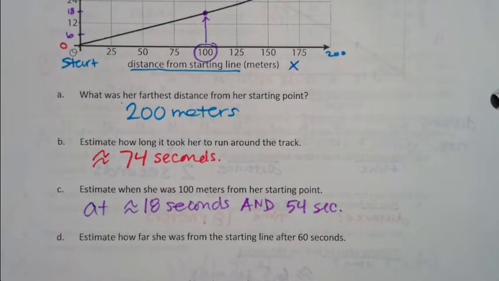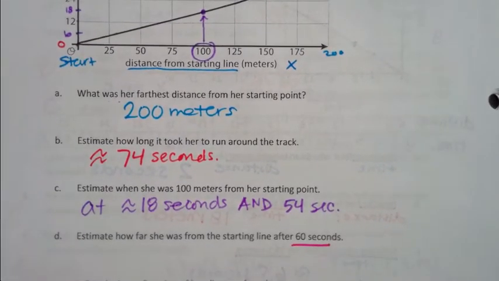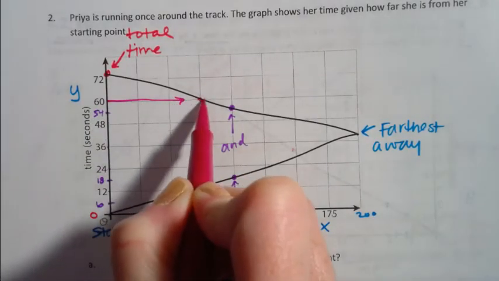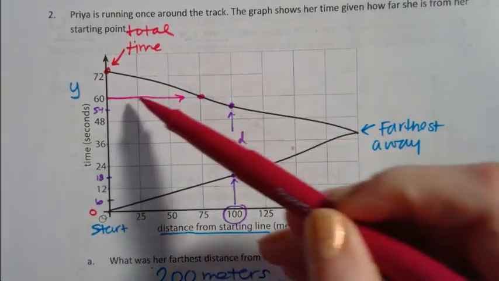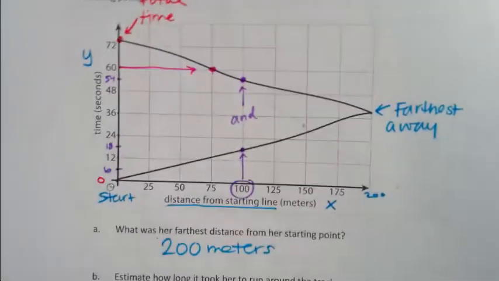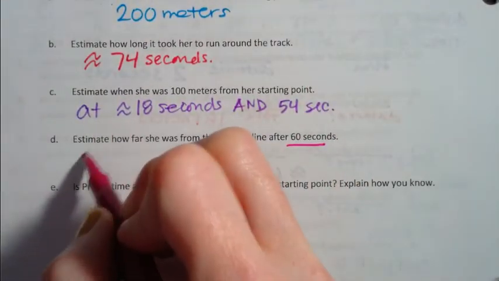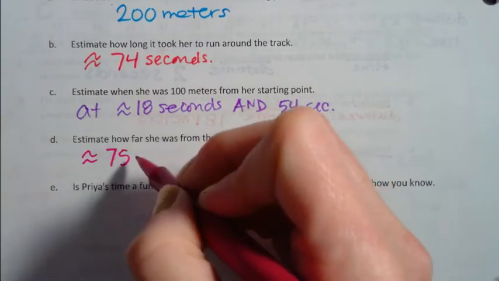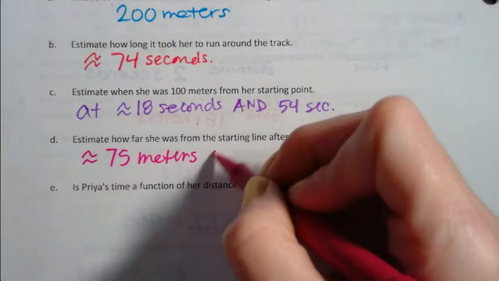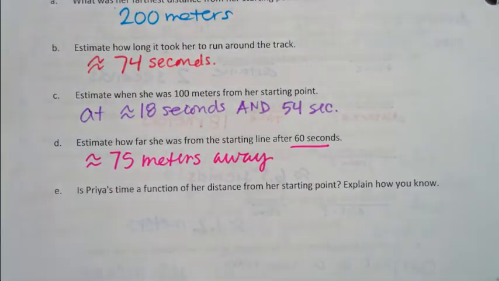Part D, estimate how far she was from the starting line after 60 seconds. Okay, so let's go find 60 seconds. So after 60 seconds, she's about 75 meters, right? So D, she's about 75 meters. Okay.